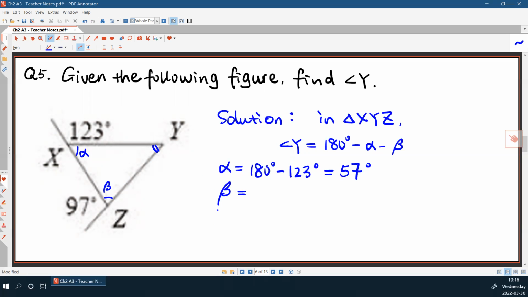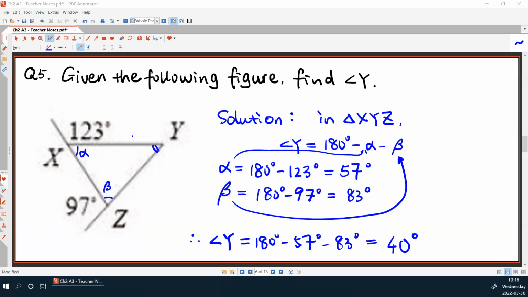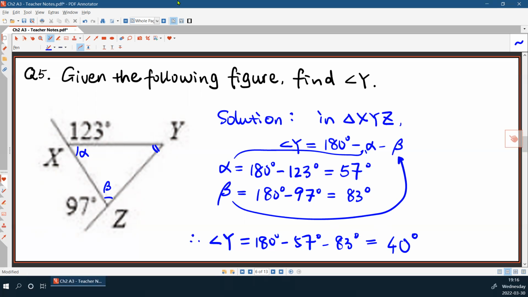And angle beta is 180 degrees minus 97 degrees. And this will give us 83 degrees. Therefore, we can put alpha here and beta here, right? Angle Y is 180 degrees minus 57 degrees minus 83 degrees. So this will give us 40 degrees. Okay, have a look at this and let me know if we can proceed, okay?